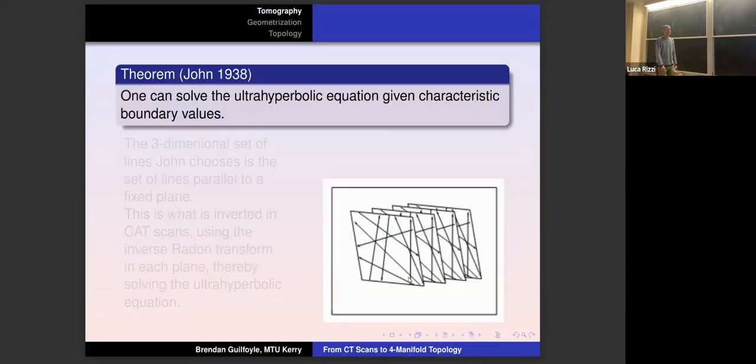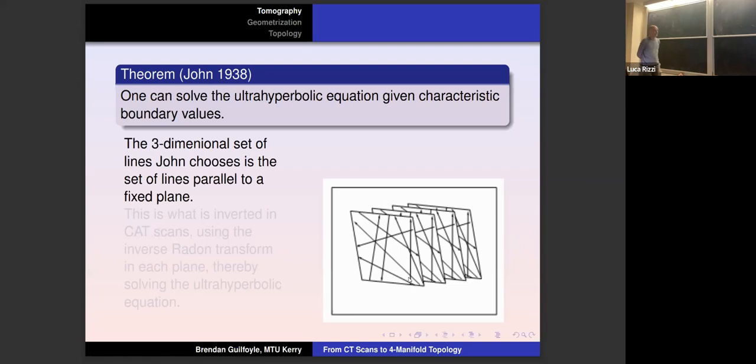You can solve the ultrahyperbolic equation if you give characteristic boundary values. So not an arbitrary three-manifold are you able to reconstruct this function if you're given that data on the three-manifold, but for ones that are characteristic. Now, I'll explain exactly what characteristic is in a minute.